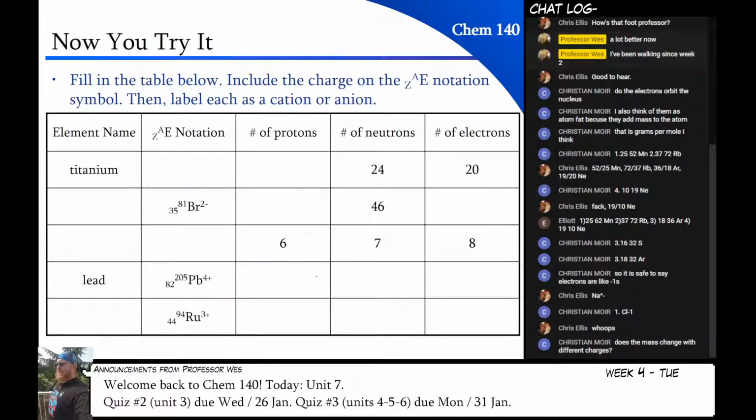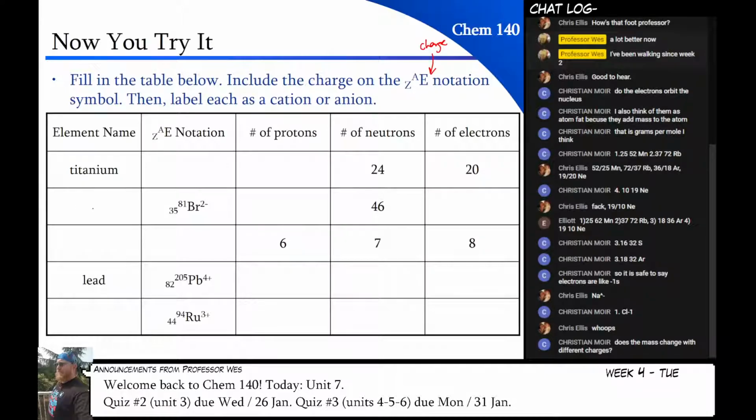So on this table, I want you to write the isotopic notation of the symbol represented by what you see. Include the charge on this notation. So, for example, right here, I would put the charge. You're going to need a periodic table to look up the number of protons.